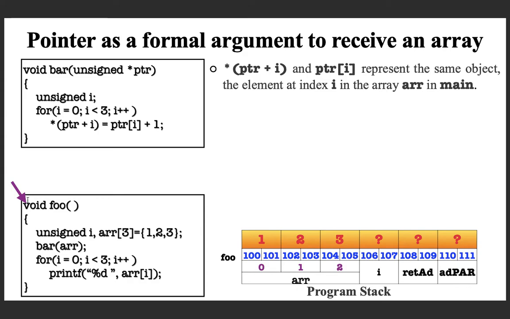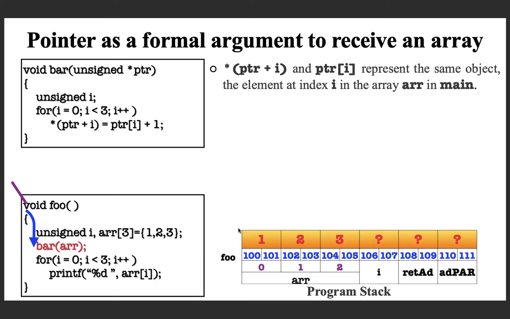If you start executing this function, you know that these two will be allocated memory on the program stack. ARR is an array of unsigned integers with 3 elements. These are the elements initialized, I is not initialized, and you have these two for return address and for the address of the previous activation record. Now, if you proceed down, you are coming to the function call, you know what is going to happen. The control will be transferred to this function.